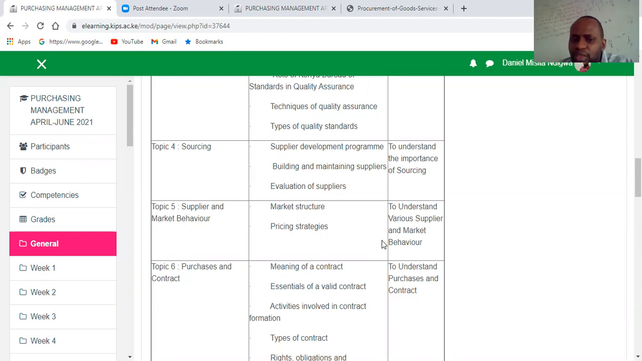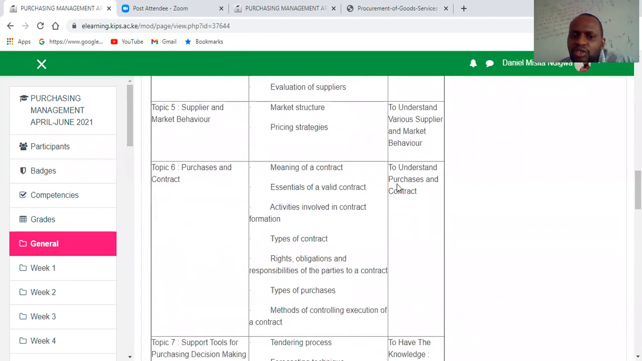Our fifth topic will be supply and market behavior. We shall be able to understand some of the market structures that are common in purchasing. We shall also talk about the various pricing strategies that are used in purchasing. Our next topic will be purchase and contracts.